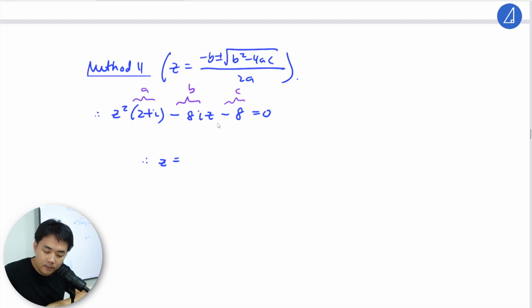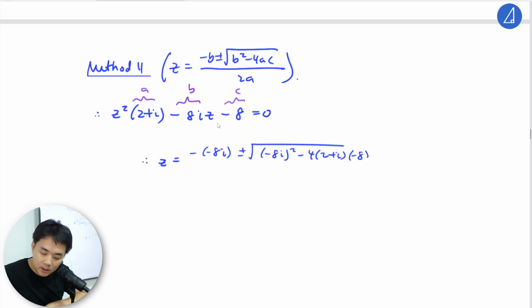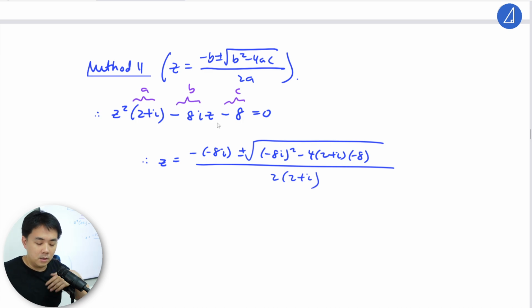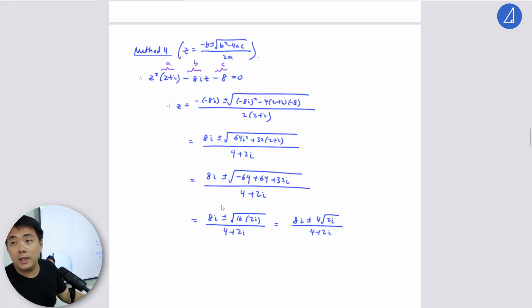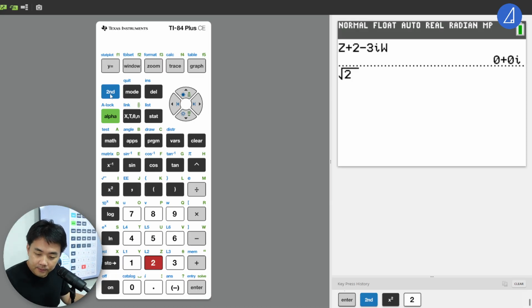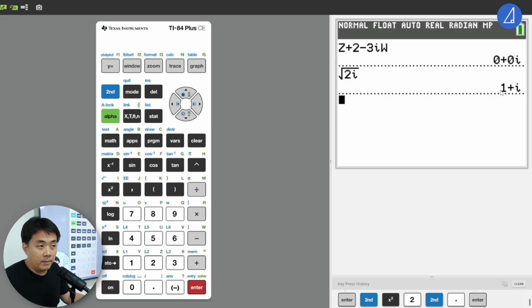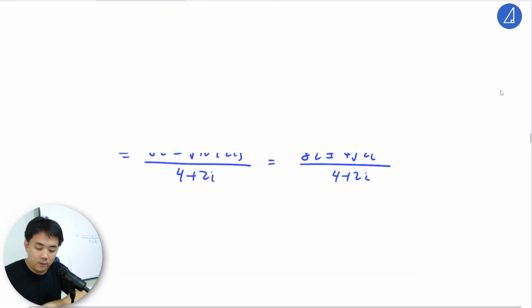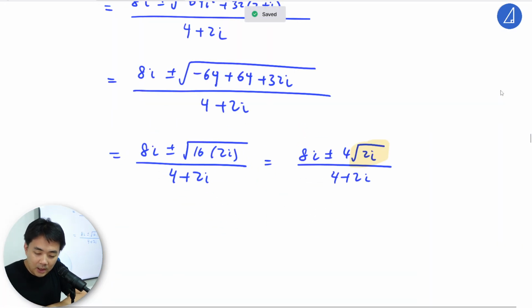So yeah, minus b plus minus square root of b squared minus 4ac, easy game, then divided by 2a. How do you find the square root of 2i? Method 2, if they allow you to use the GC, just understand that the square root of 2i is this, 1 + i. If this question allows you to use the GC, you evaluate, and this is 1 + i.